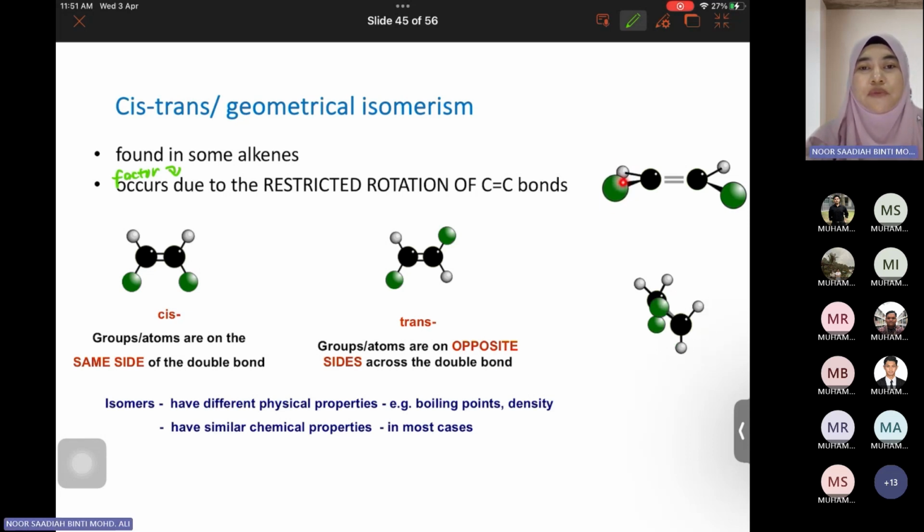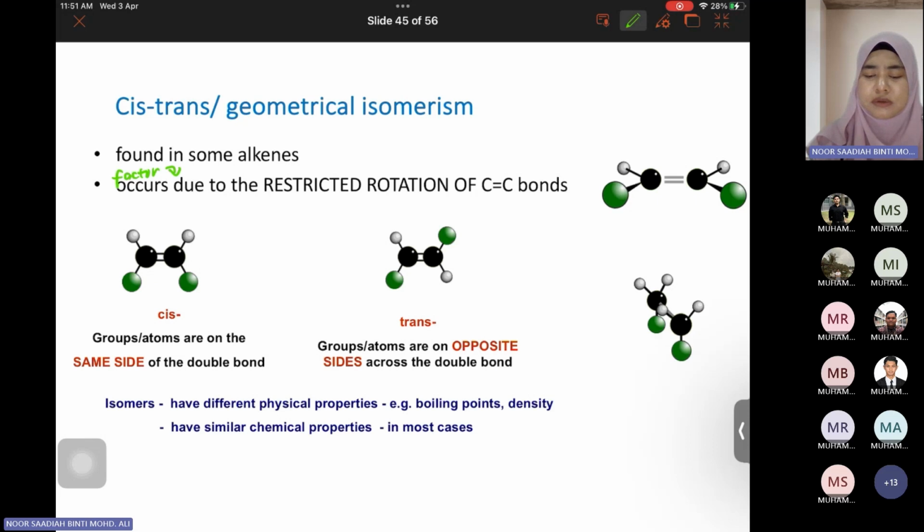But if we insist on rotating the carbon double bond carbon, it gives rise to two new compounds, known as cis and trans, which represent different compounds, because this is proven by the different effects given by each of them.